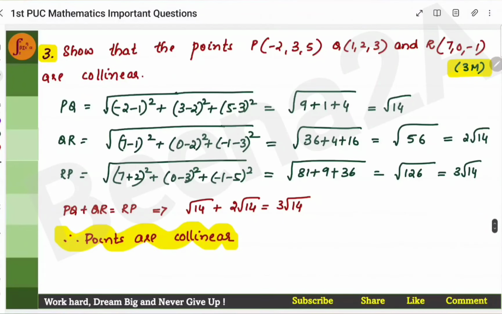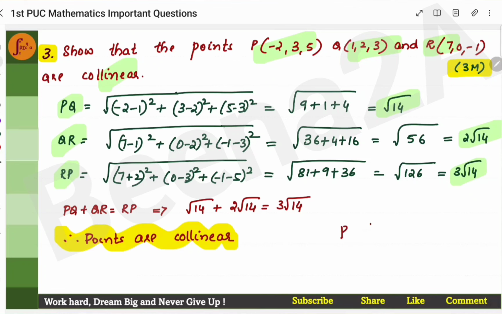Now, another example, I've just tried to solve it. Show that the points P, Q, R are collinear. Simple. Using the distance formula, find PQ, QR, RP, and then you will see that when you total PQ plus QR, you will get RP. So this will indicate the points are collinear.